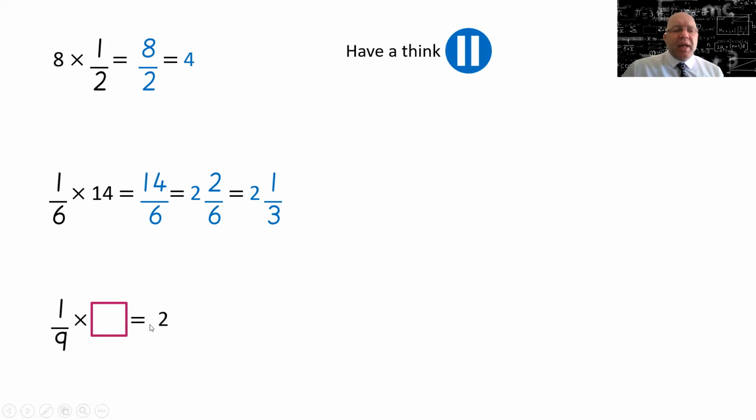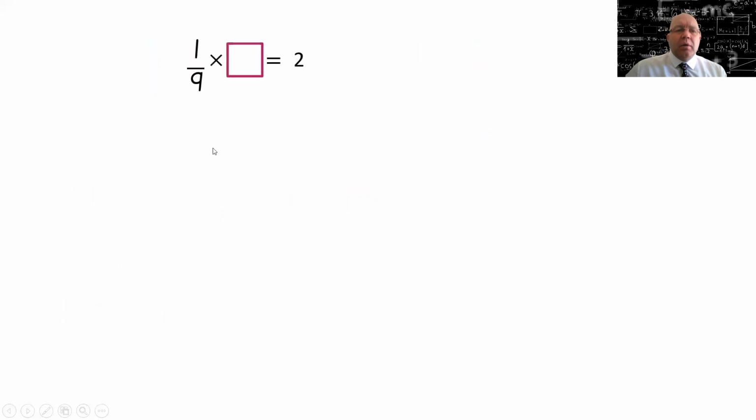1/9 times something is 2. Well, let's look at it in a bit more detail. First thing we need to do is work out what 2 is in ninths. Well, 2 as a whole one is the same as 18 ninths. So we've got our common denominator. So 1/9 times something is 18 ninths.